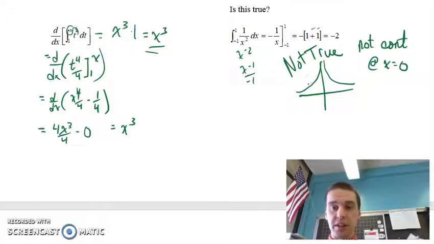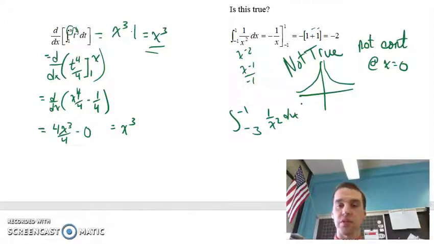Now, let me state this. If I had asked you -3 to -1 of 1 over x squared dx, that you can do. That you can actually solve because it is continuous over this interval. But if we're looking at this example, -1 to 1, it is not continuous over the interval. So therefore, you cannot say it is -2.